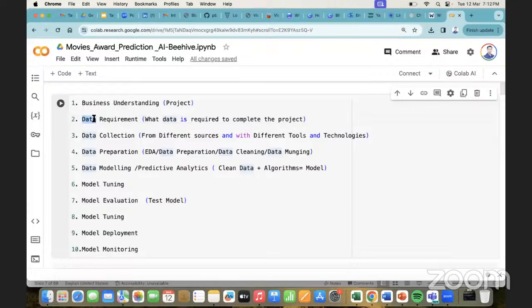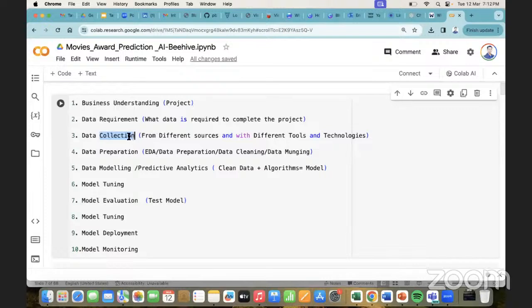That is the second number. Our data might be in the form of images, video, audio, text, or any kind of data. Once we have noted what data is required to solve the project, we do the data collection. And we are doing the data collection with the help of various tools and technology inside our company and with the help of various resources.